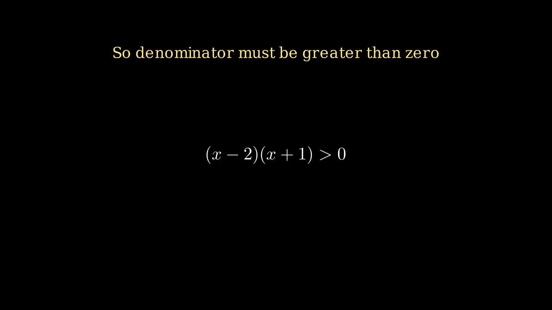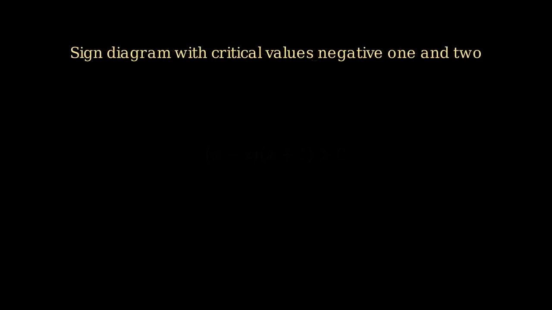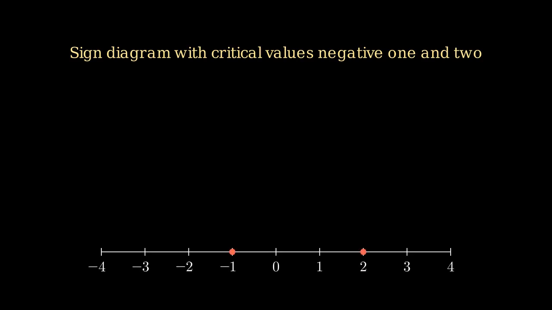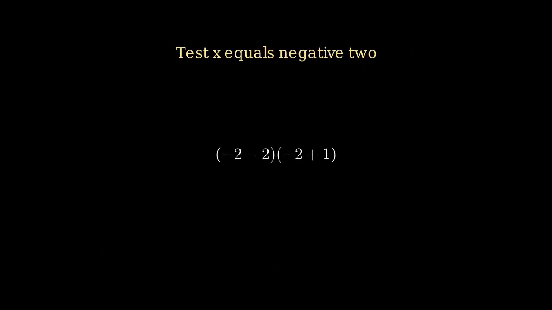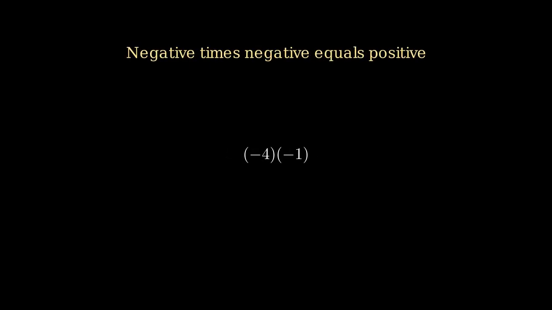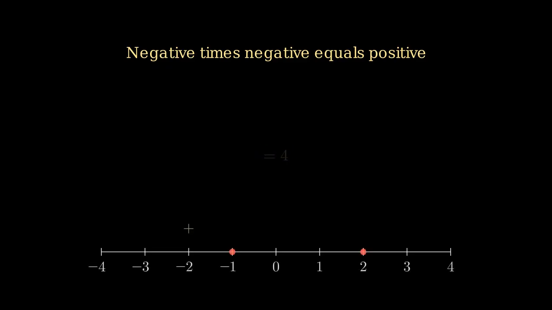So really we are solving the quantity x minus 2 times the quantity x plus 1 is strictly greater than 0. We use a sign diagram with the two critical values, -1 and 2, splitting the number line into 3 regions. In the first region, x less than -1, we pick a test value, x equals -2. Substituting, x minus 2 times x plus 1 equals -4 times -1, which equals +4, so this region is positive.